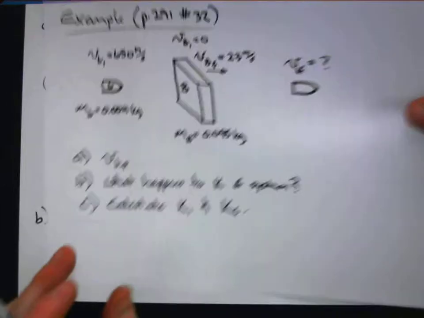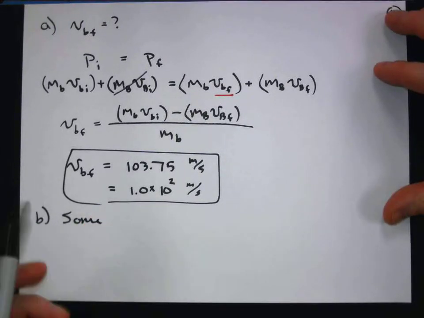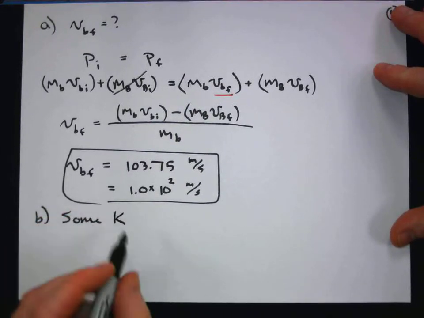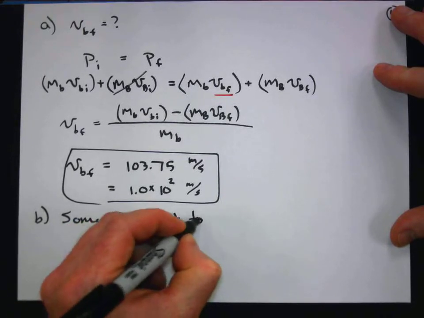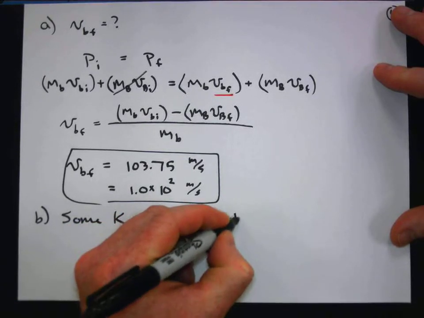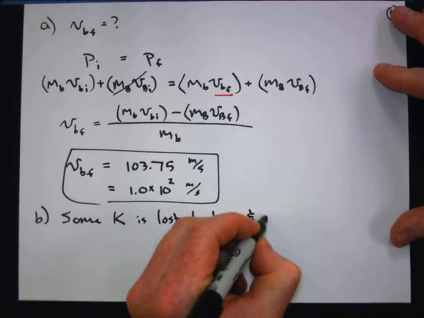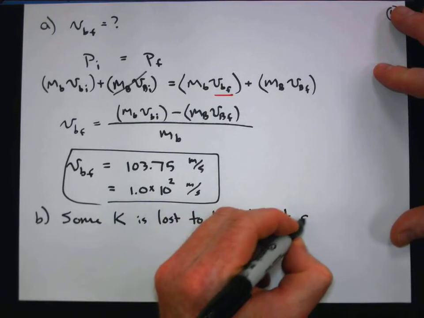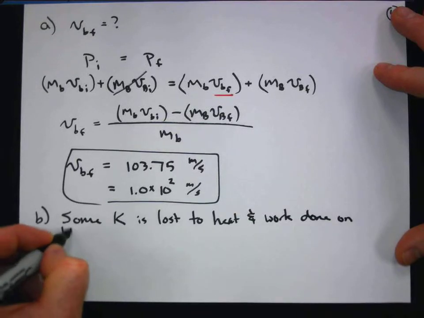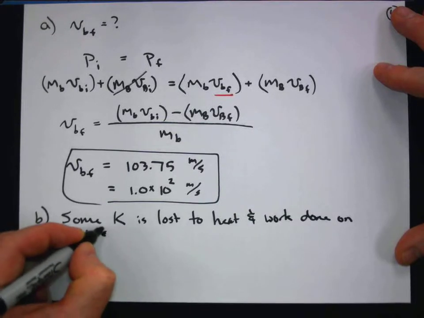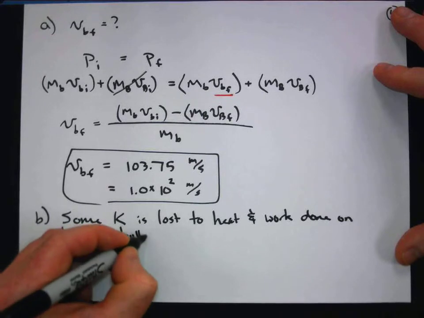generated as well. So a quick statement, some kinetic energy is lost to heat and work done on the block and on the bullet.